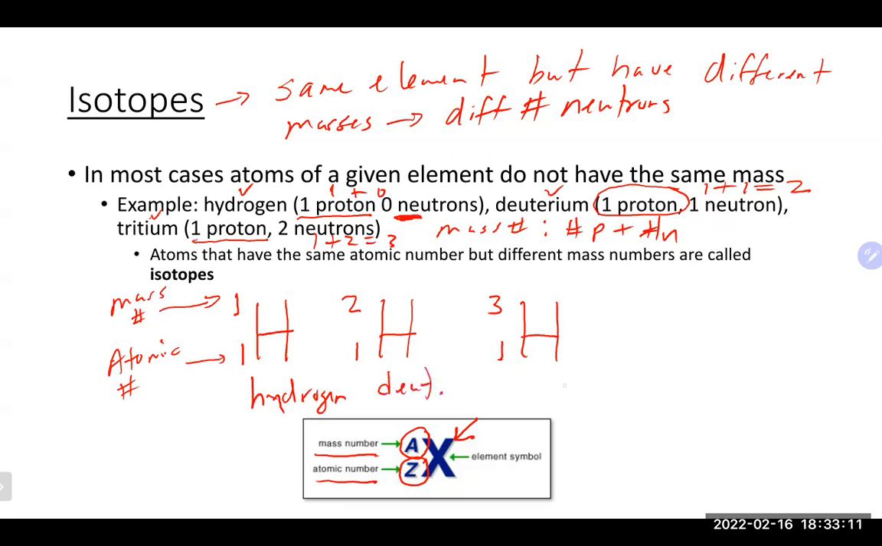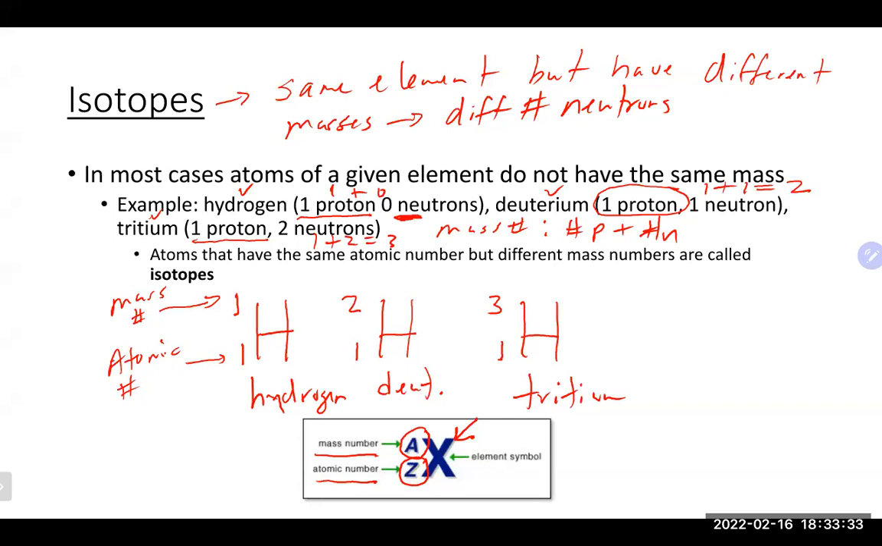Deuterium, and this would be for tritium. Any questions on that? And again, for the other two, you could do the same thing. For deuterium in the middle, 2 minus 1 is 1 neutron. For tritium, 3 minus 1 is 2 neutrons. Again, subtracting top number from the bottom. Any questions on that there?